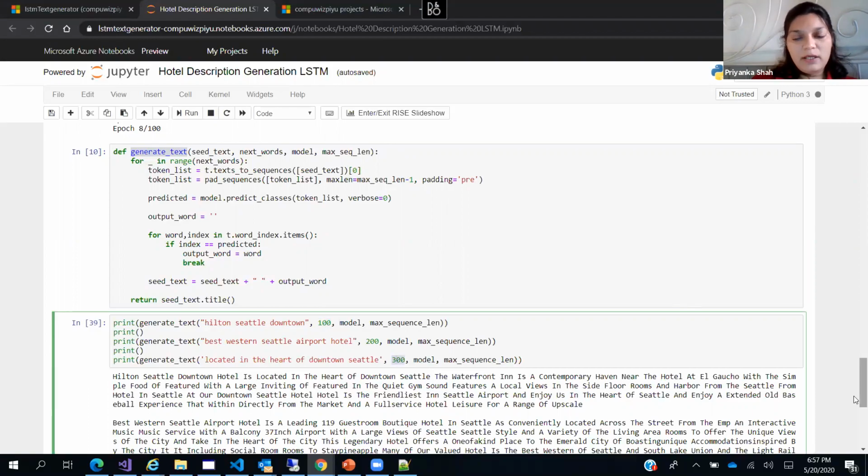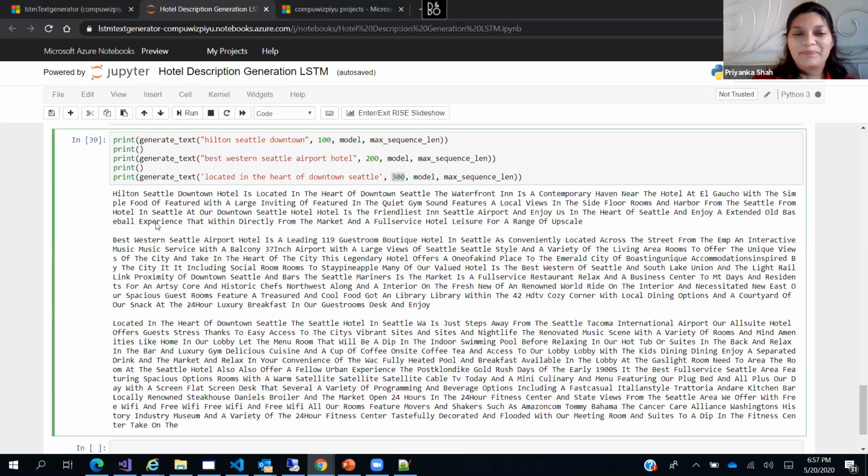If you look at the output given by our model, Hilton, Seattle, downtown is located in the heart of downtown Seattle. Fantastic sentence. The waterfront inn. Now it actually changed the subject. We are talking of Hilton, Seattle, downtown. But anyways, the waterfront inn is a contemporary heaven near hotel at L something something, with the simple food of featured with the large inviting of featured in the quiet gym sound. You see that not all the words make sense, for example, simple food of featured or inviting of featured.